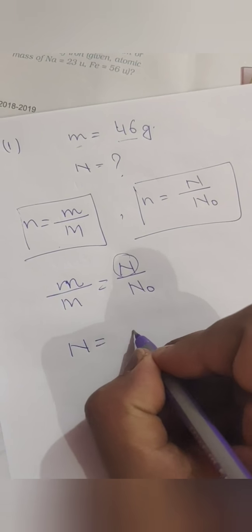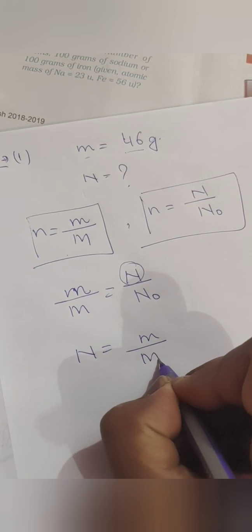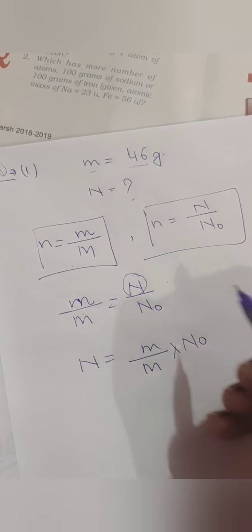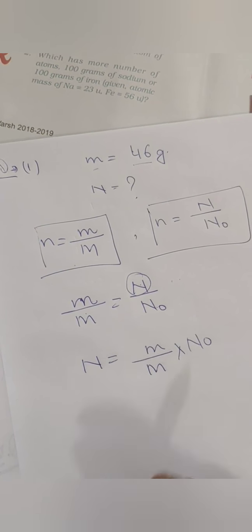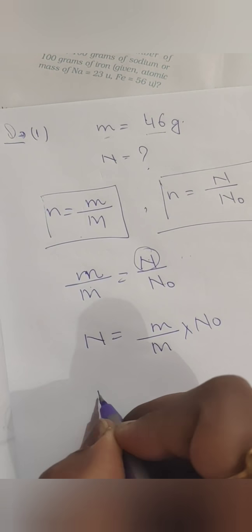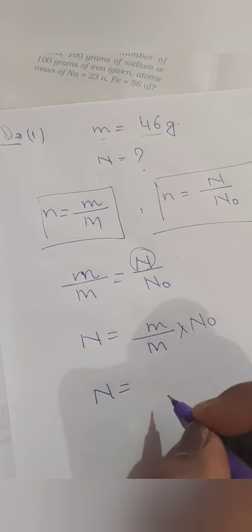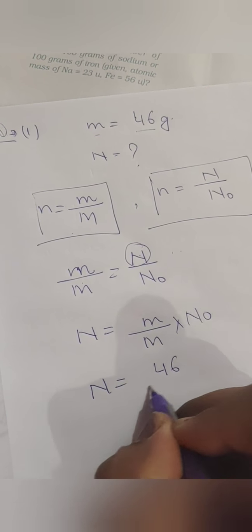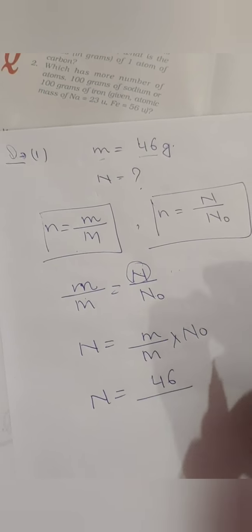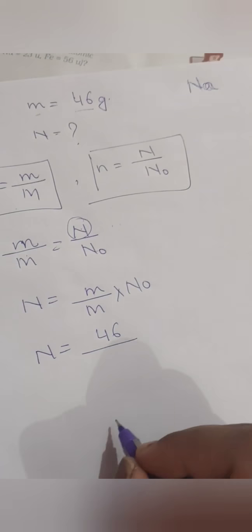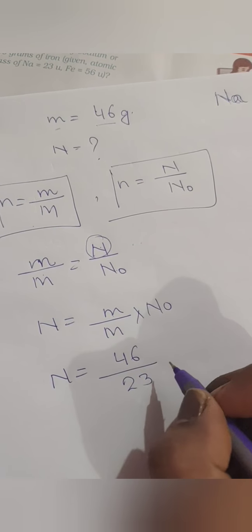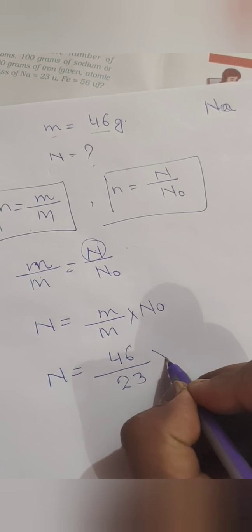So this will be N equals m upon capital M into N naught, because this will come here, so this will go here, and this will come here. Okay, so this is the formula which we have got. Now we have to find out N. So we have this value, 46, and the molar mass is fixed because this is Na, and we should know the molar mass of Na. That is 23. Na is 23. Then it will be multiplied by N naught.